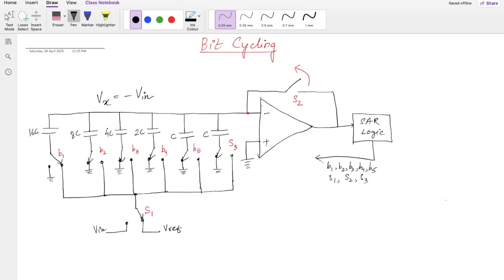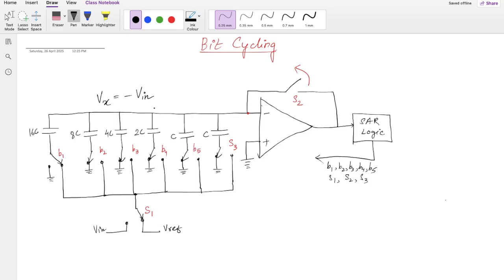Now that means this 16C capacitor is going to get connected to Vref, while all the other capacitors are still connected to the ground. So now this will be connected to Vref. The question is, what happens here?